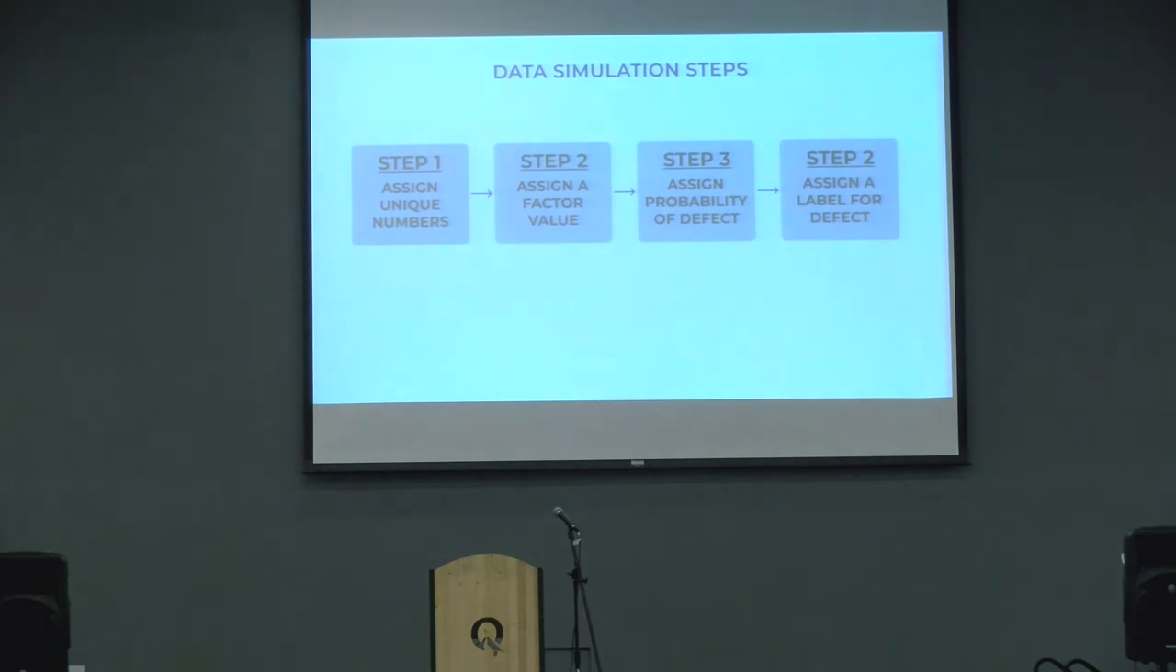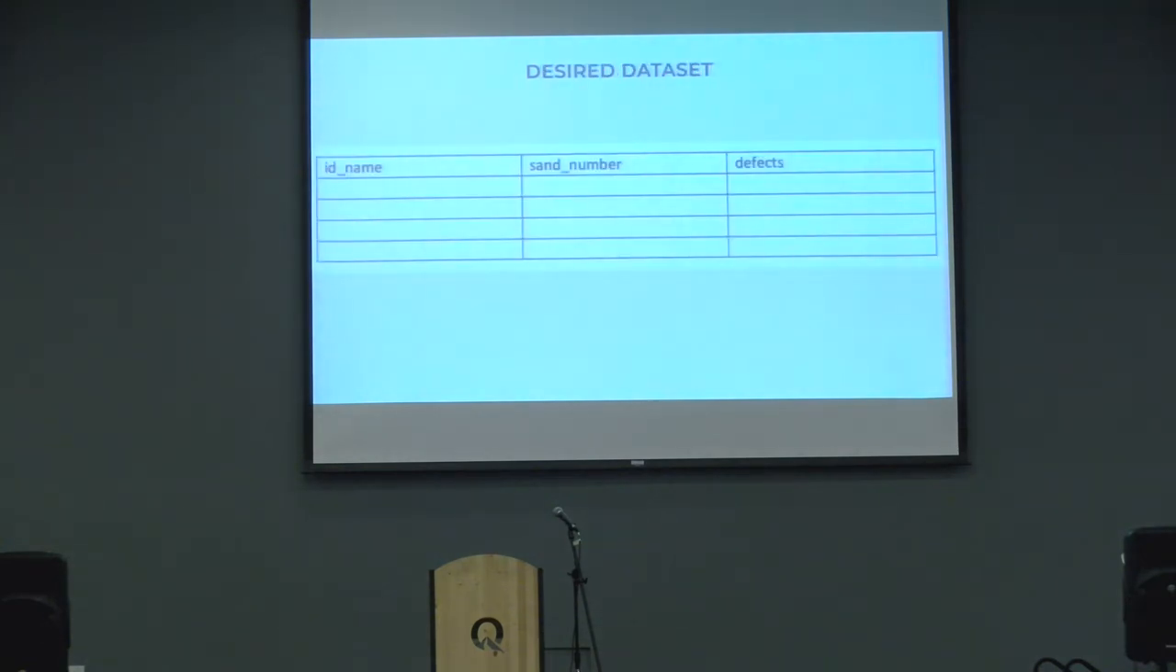This slide shows the steps that were done to simulate a data set. Traceability is an important factor, so each product has to have a unique number. Then, we set up a range for the variable, and based on that, we set up probabilities in the next step. Based on these probabilities, we assign a label to each product, whether it is defective or not. Now we can visualize the data set that we want in the end. The first column has an ID number, the second column has the number for the variable in this batch, the third column has a label. In our case, it will be 1 for defect and 0 for non-defect.